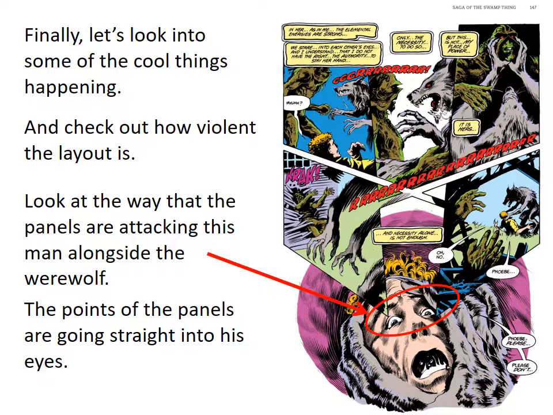And then second, look at the way the panels are attacking this man alongside the werewolf. So the points of the panels are going straight into his eyes, which we're drawn to because we're drawn to human eyes, but we're also drawn because all the things are pointing in this direction. So we're kind of being held culpable for the violence against the Swamp Thing and violence against this man. So the way this page is working is kind of forcing us to be on the side of the werewolf.